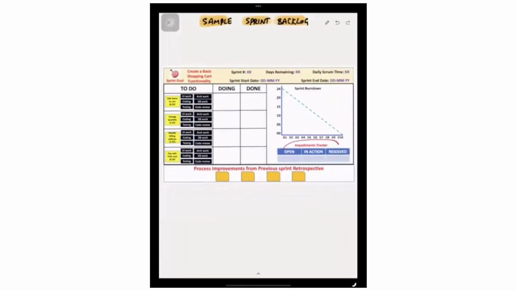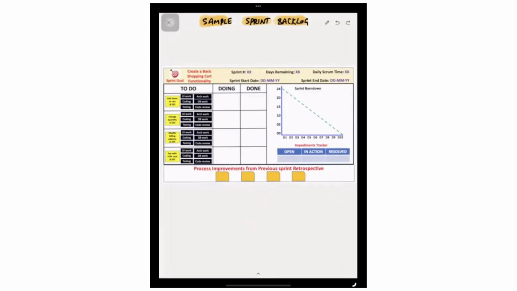And you can see the impediment tracker also here. And some improvements from the previous sprint retrospective, for process improvements, people improvements, tools and techniques improvements, so that they can help remind the developers to work on those improvements to become better.